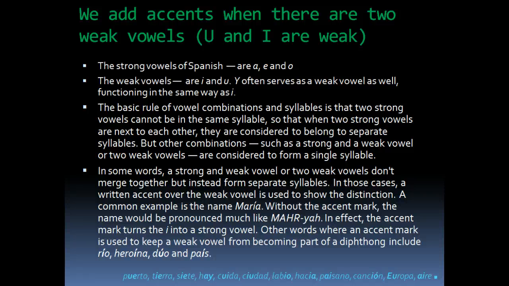Cuida. Can you hear how those two vowels together form a separate sound? Ciudad, labio, asilla. These are forming separate sounds. In English, we have the same exact thing. We have diphthongs as well. Remember, I and U are weak vowels, and they often have to be accentuated within the word itself to make sense, to turn that I or U into a strong vowel.